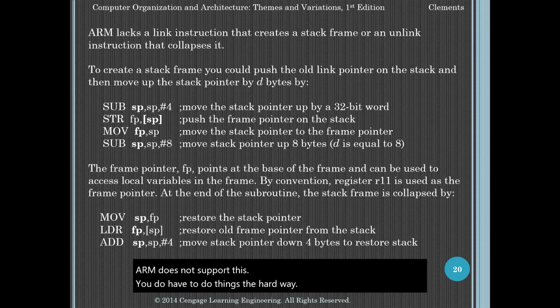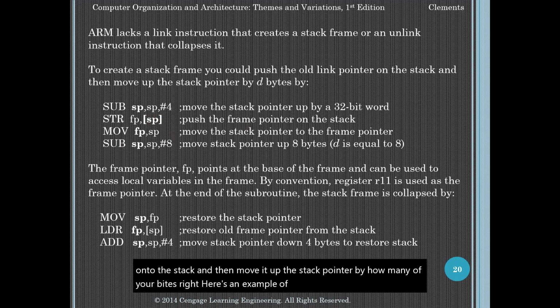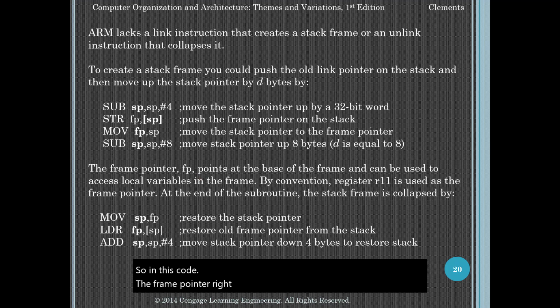So to create a stack frame, you could just push the old link pointer onto the stack and then move the stack pointer by however many bytes, right? Here's an example of how we would execute that. So in this code, the frame pointer, FP, points at the base of the frame and can be used to access local variables in the frame. And by convention, register R11 is used as the frame pointer. And at the end of the subroutine, the stack frame can be collapsed. And we would do that with this code right here.